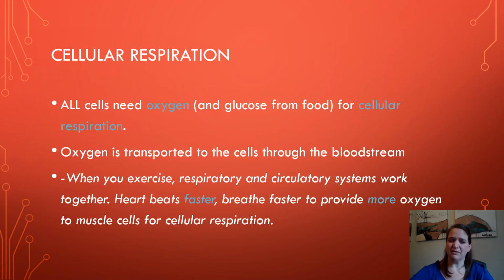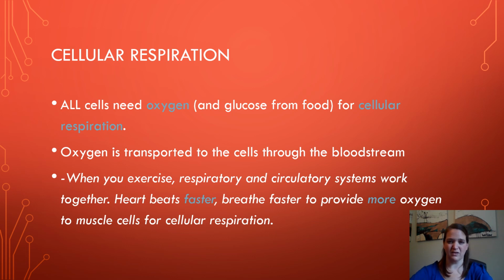So again, cellular respiration, all cells need oxygen and glucose, of course, from food for cellular respiration. Oxygen is transported to the cells through the bloodstream. When you exercise, respiratory and circulatory systems are working together. Your heart must beat faster. You must breathe faster to provide more oxygen for the muscle cells for cellular respiration.